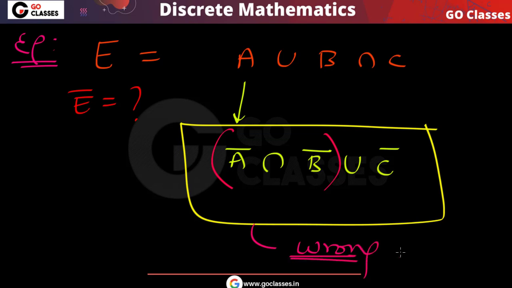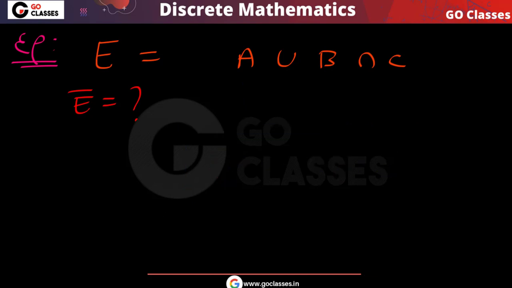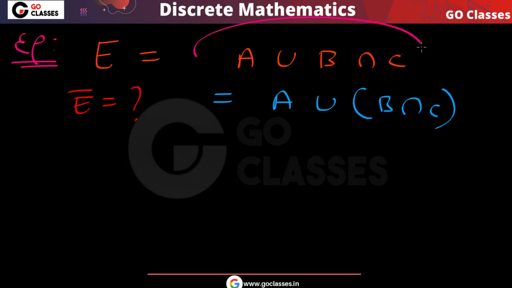Why is this the wrong answer? Because this is the expression E, and first you must understand the expression E. In this expression, intersection has more priority than union. So I can write this expression like this: A union, B intersection C.